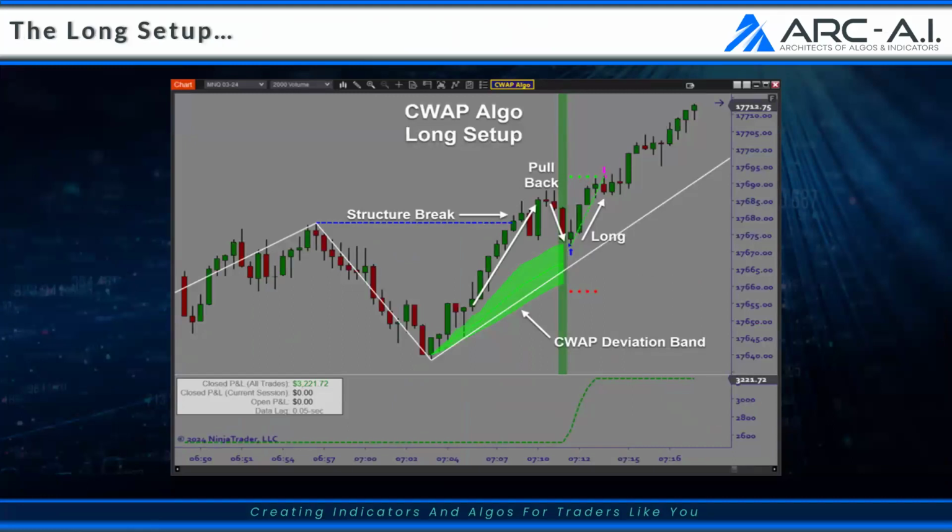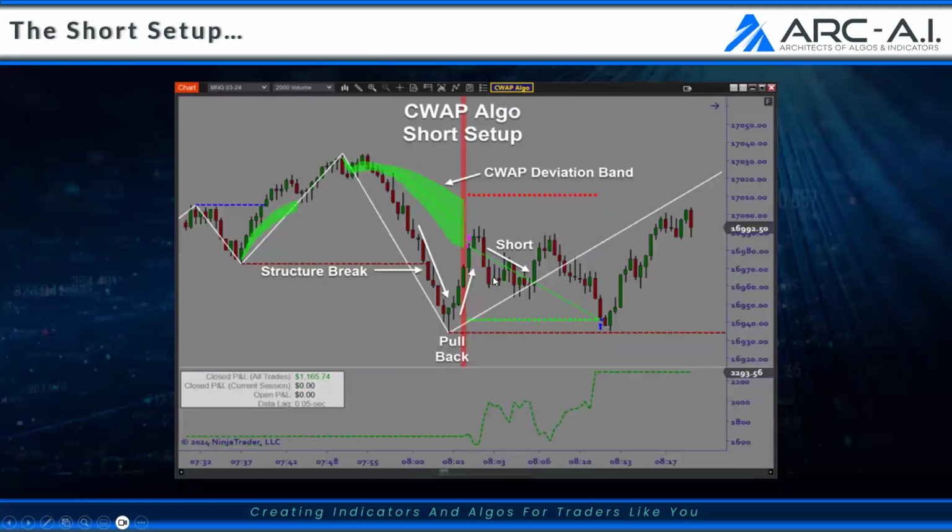Here's an example of a long break of structure, pullback to the CWAP. It plots all of this stuff for you, 100% automated. Enter at the edge of the zone. Targets and stops are set according to the rules that you've set into the algo, which you can modify. You can also optimize based on those numbers. There's really a lot you can do with this. All right, here's a short: break of structure, came back, pulled back to the CWAP channel. There's your short trade.